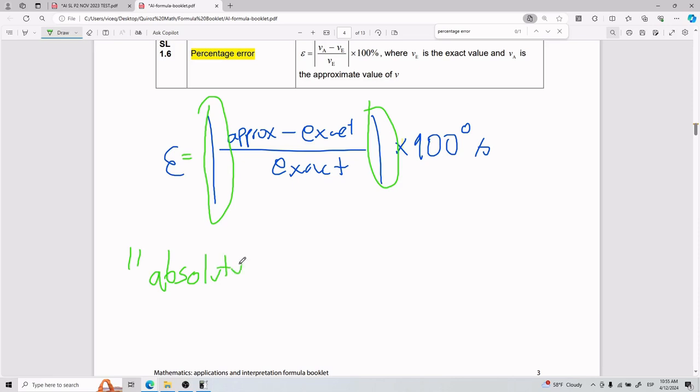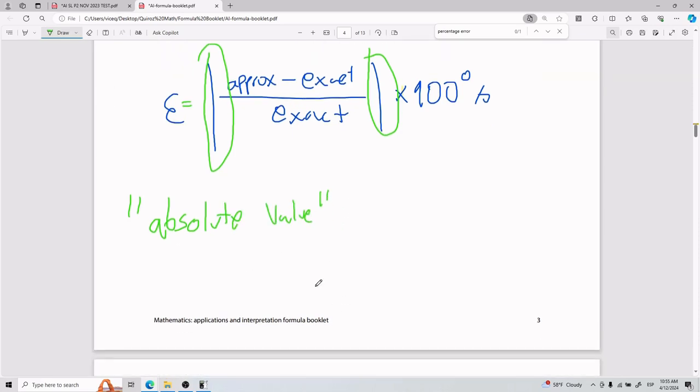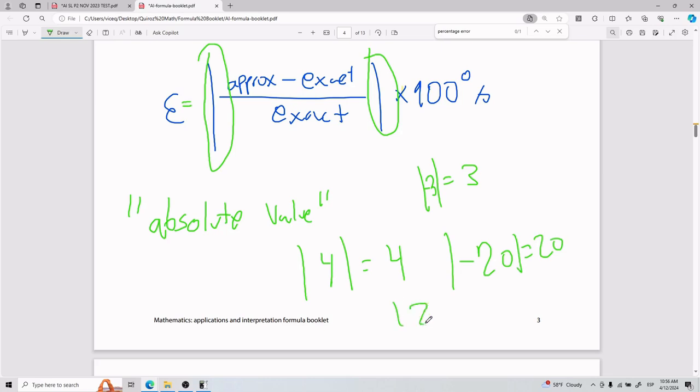Okay? An absolute value, what it does, for example, the absolute value of 4 equals 4. The absolute value of negative 3 is 3. The absolute value of negative 20 is 20. And the absolute value of 20 is 20. And so essentially all the absolute value does is make things positive.